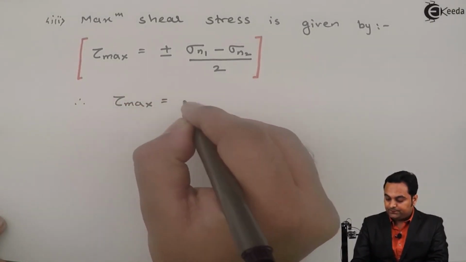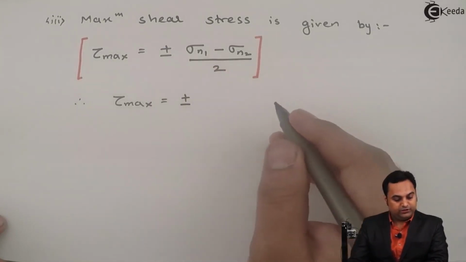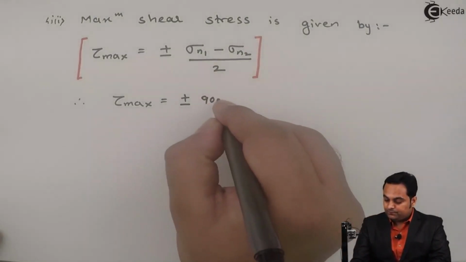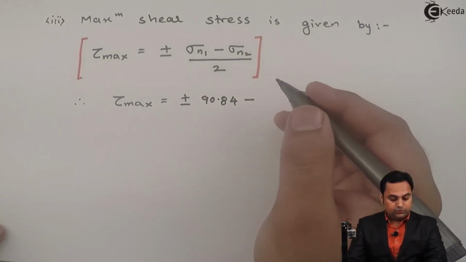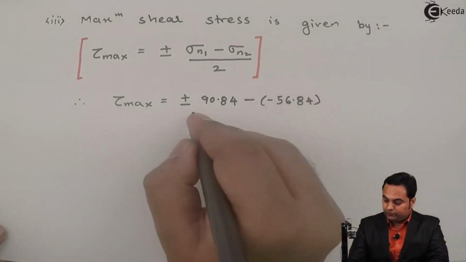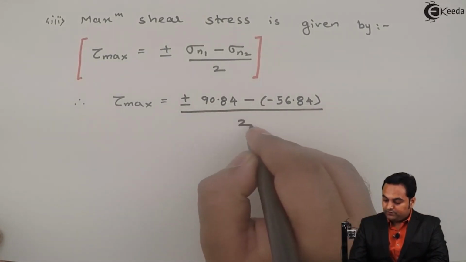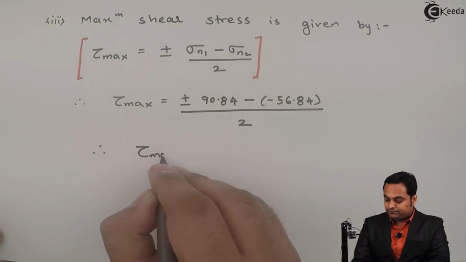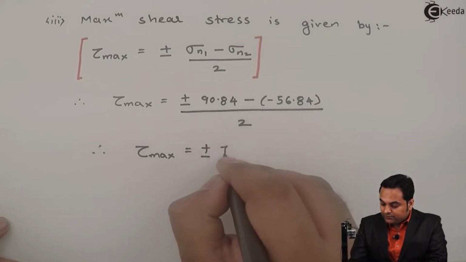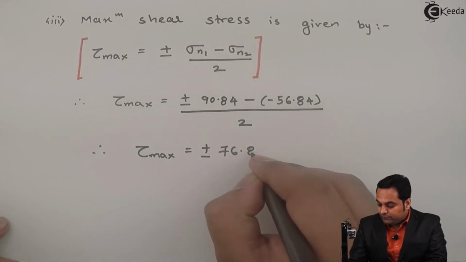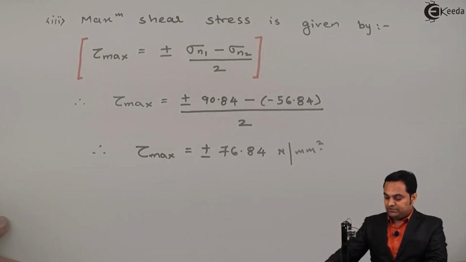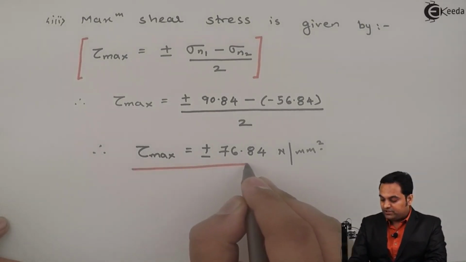Putting the values here, sigma n1 we have found out was 90.84 Newton per mm square, minus sigma n2, that was minus 56.84. It was negative so compressive, divided by 2. So therefore tau max value comes out to be plus or minus 76.84 Newton per mm square. So once we have found out the maximum shear stress, this is the first answer for us.